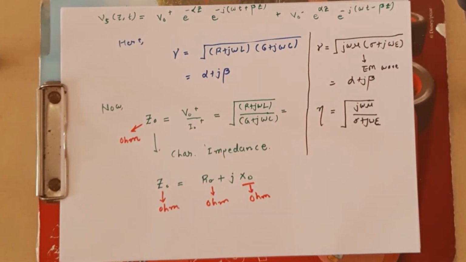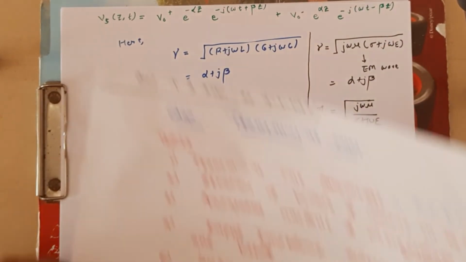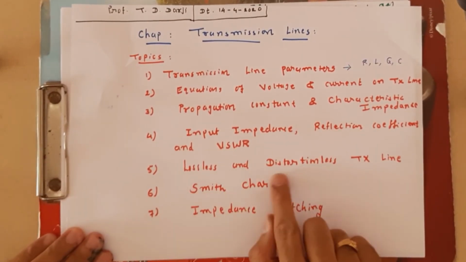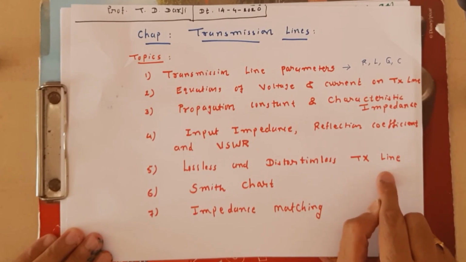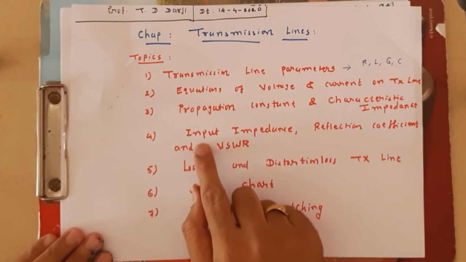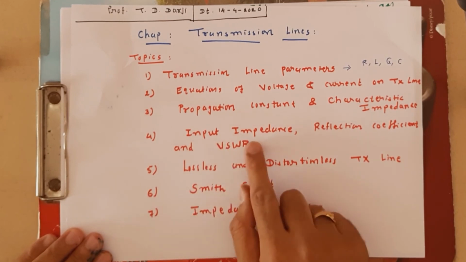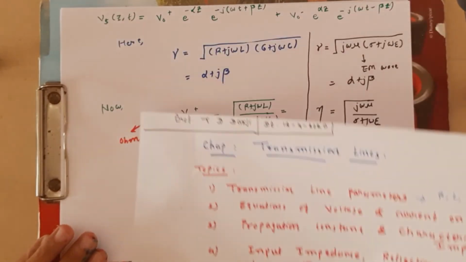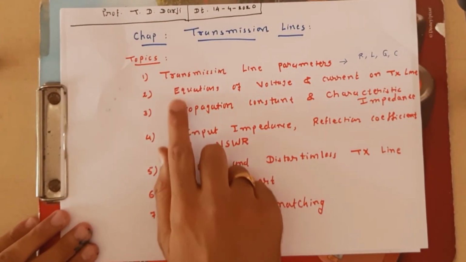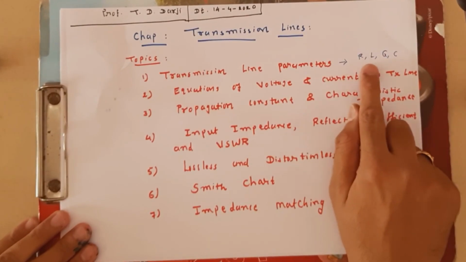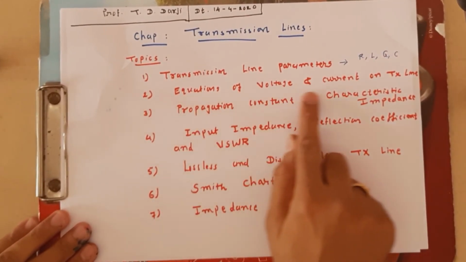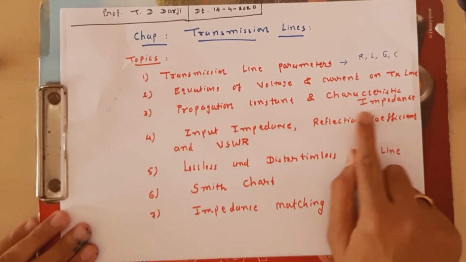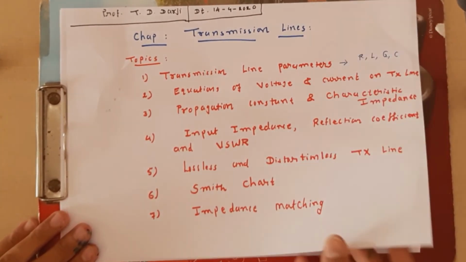In the next lecture we will discuss what is meant by lossless and distortionless transmission line. After that we'll jump to the next topic: how to measure input impedance, what is reflection coefficient and VSWR. So we have finished these three topics. First, transmission line parameters, which is RLGC. Then second is the equation of voltage and current on the transmission line, and what is meant by the propagation constant and characteristic impedance of the line. Okay, thank you.